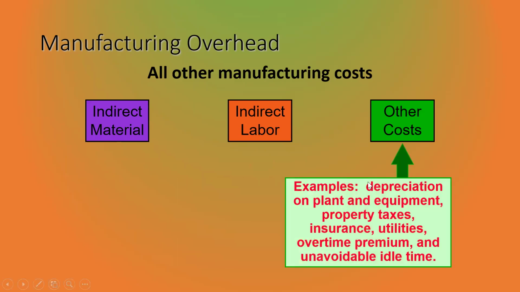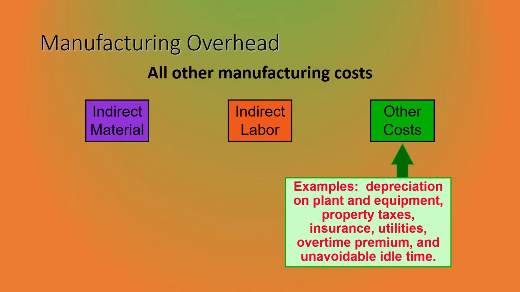The other cost may include depreciation of property, plant and equipment, property taxes, insurance, utilities, overtime premium, unavoidable idle time, and so on. So, all indirect cost involved in production and that cannot be directly traced with a specific product is a part of manufacturing overhead. So the other name of manufacturing overhead is factory overhead. So factory overhead, FOH or manufacturing overhead.